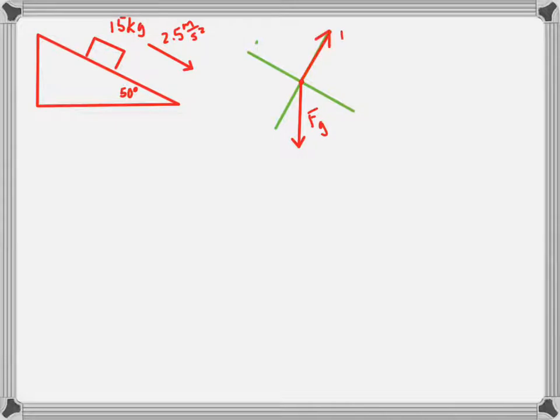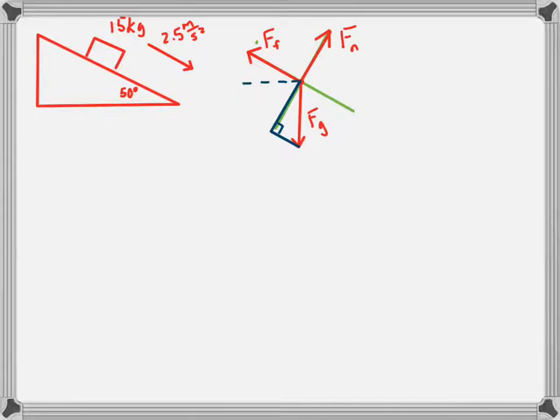We have gravity going down. We have the normal force going perpendicular to the surface. We have friction going to the left. And we need to break down this gravitational force into its x and y components.